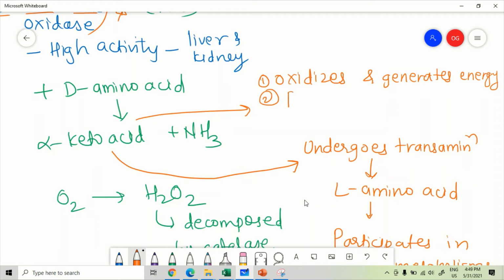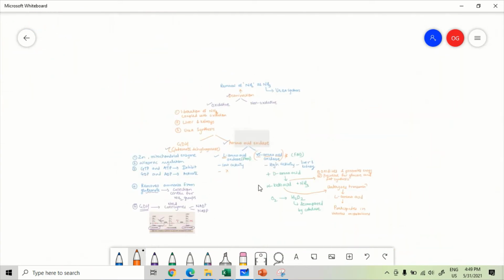Also, it's a precursor for glucose and fat synthesis. So that's it all about the deamination.